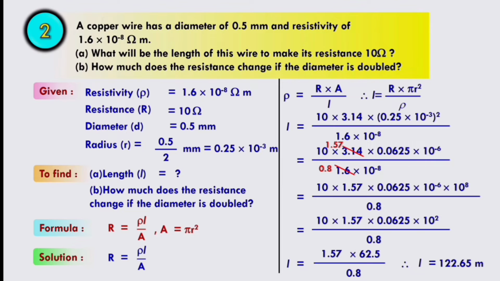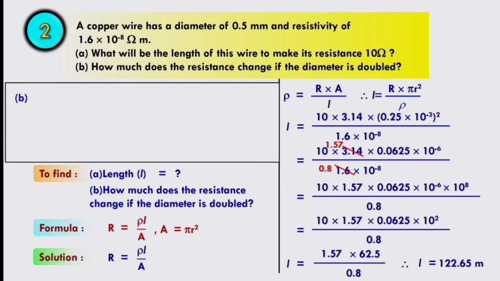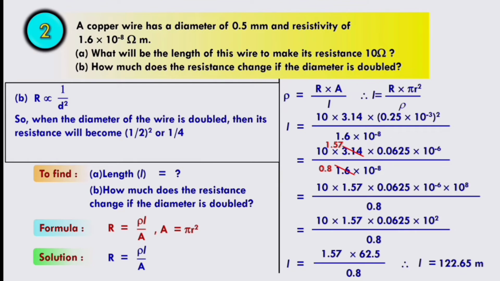Okay, now we will see for B. See, we know that the area is proportional to the square of the diameter. Therefore, the resistance is inversely proportional to the square of the diameter of the conductor. So the resistance decreases as the diameter is increased. So, when the diameter of the wire is doubled, its resistance will become 1/4. Done?